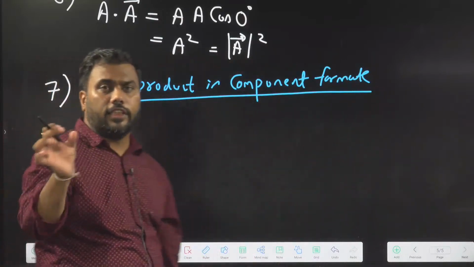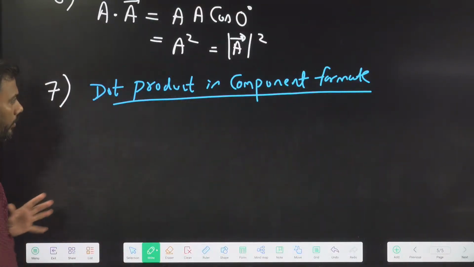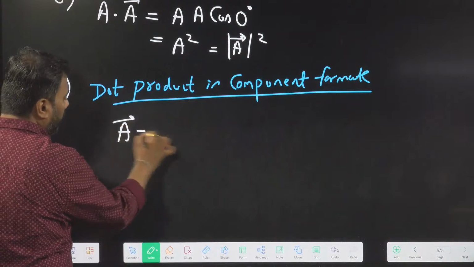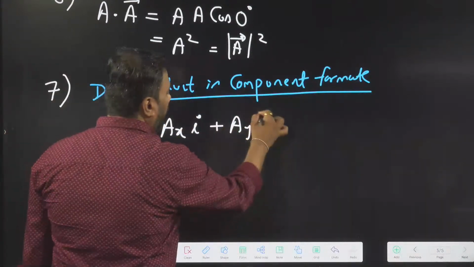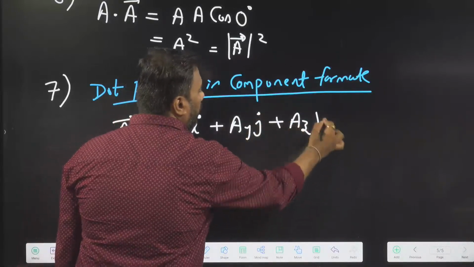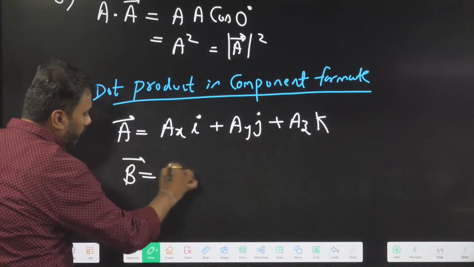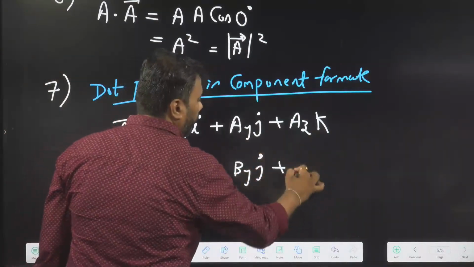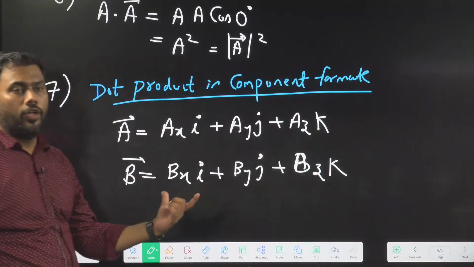It's a very simple form of vector product. Dot product is the easiest of the products. If you know vectors in component format, a vector is ax i cap, ay j cap, az k cap. This is your a vector, and your b vector is bx i cap, by j cap, bz k cap. You want the dot product.